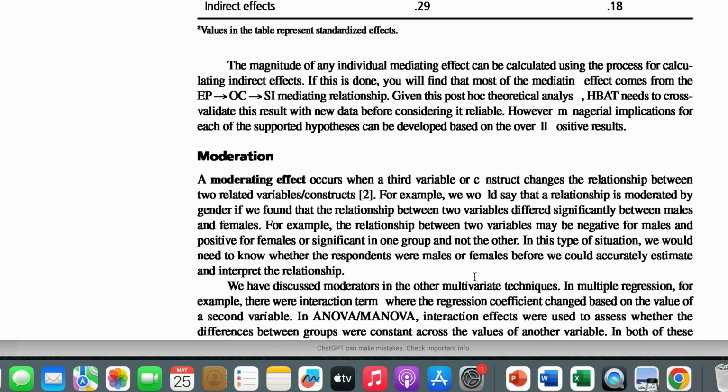The magnitude of any individual mediating effect can be calculated using the process for calculating indirect effects. When this is done, you will find that most of the mediation effect comes from the EP to OC to SI mediating relationship. Given this post hoc theoretical analysis, Ashbert needs to cross-validate this result with new data before considering it reliable. However, managerial implications for each of the supported hypotheses can be developed based on the overall positive result.